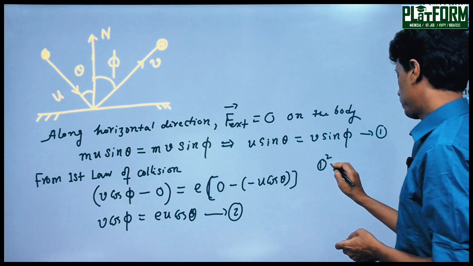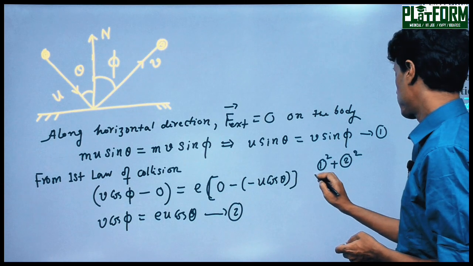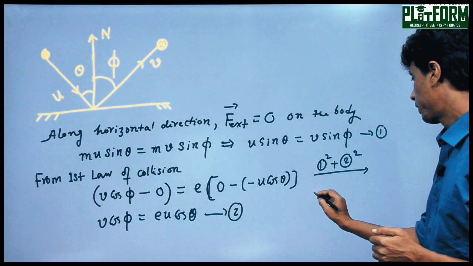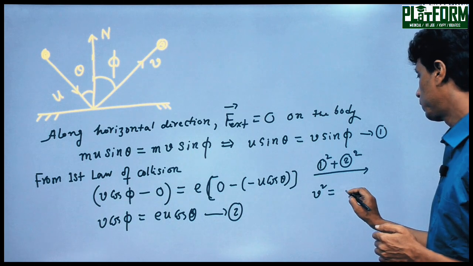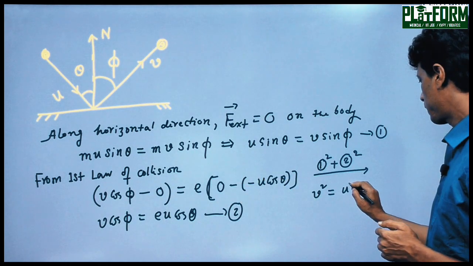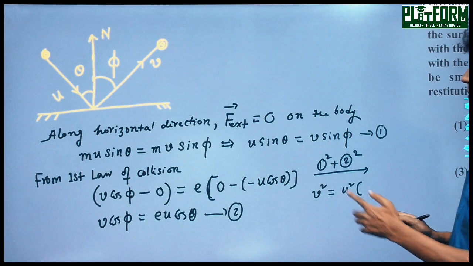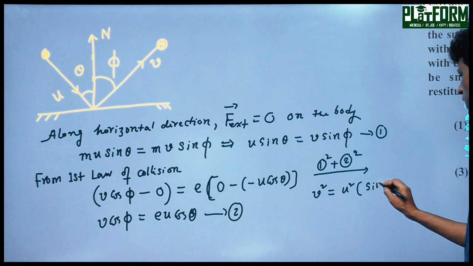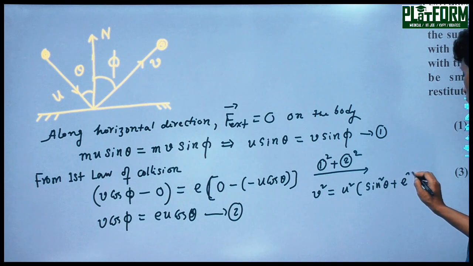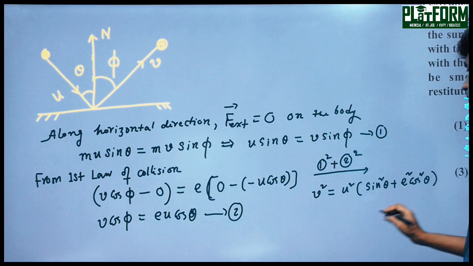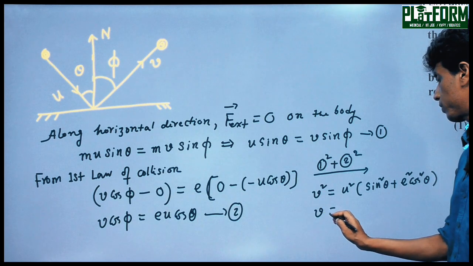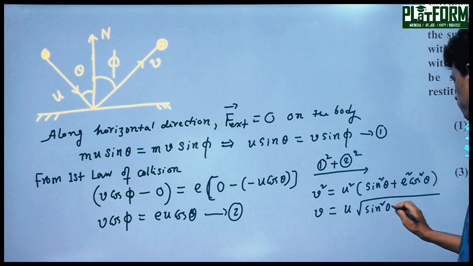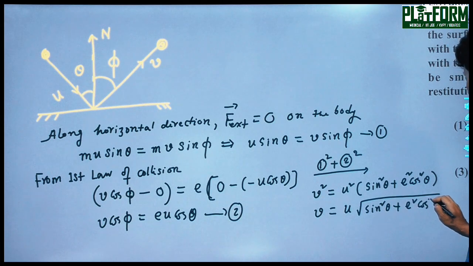Squaring and adding equations 1 and 2, both equations are squared, and after addition we get v square equal to u square sine square theta plus e square cos square theta. So the velocity after collision of the ball is equal to u root over of sine square theta plus e square cos square theta.